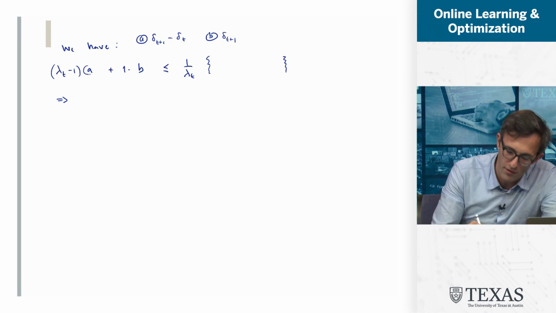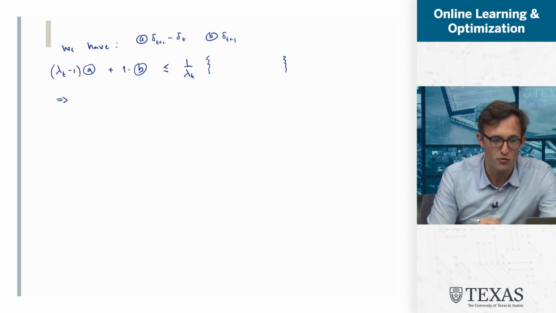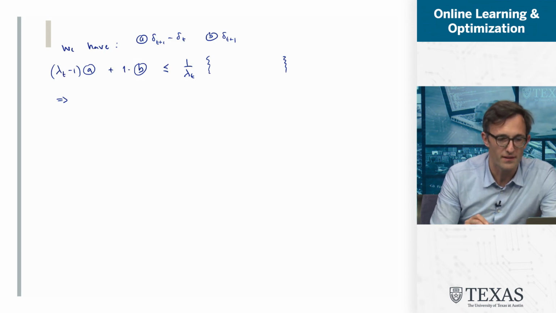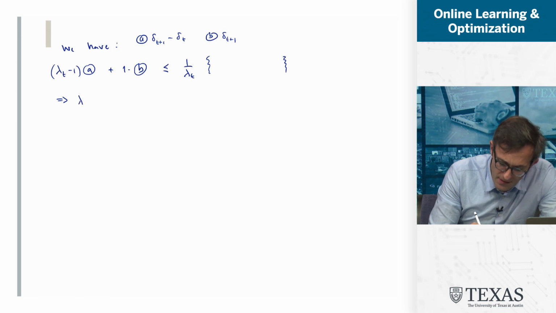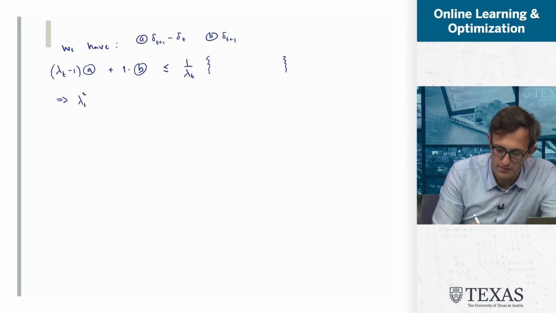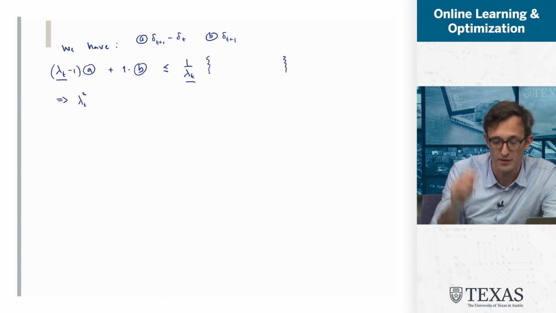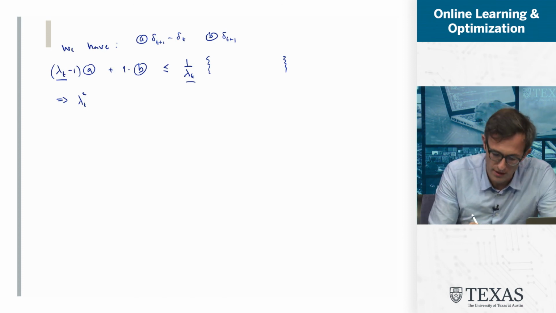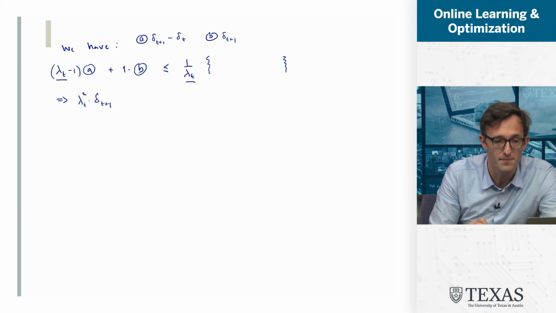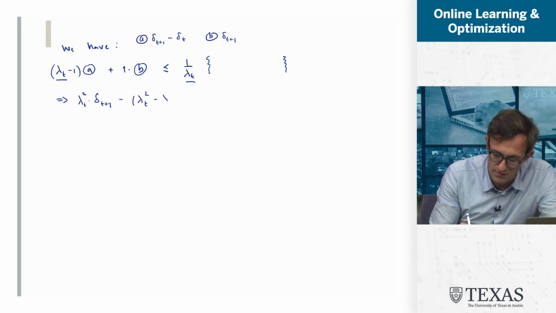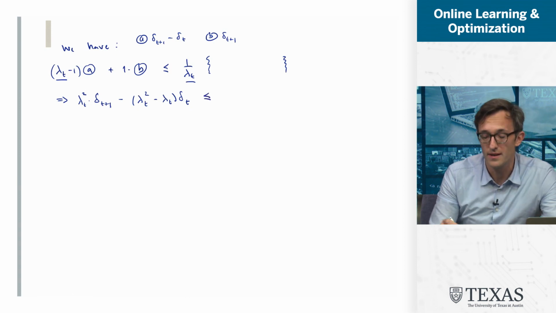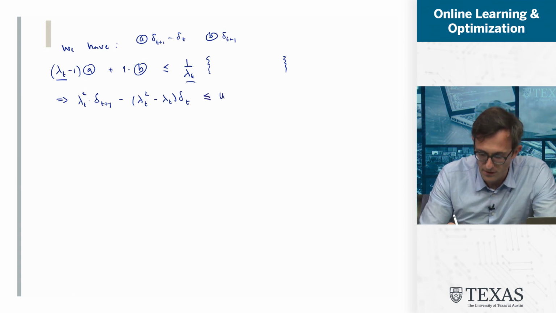So plugging in for those values for a and b and multiplying through by λ_t, what we've got is λ_t squared. Here's my λ_t, and it's multiplied by this other λ_t. λ_t squared times δ_t plus 1, this is the δ_t plus 1 from a, minus, I've grouped the terms together here, (λ_t squared minus λ_t) times δ_t is less than or equal to these quantities that I just defined: u_t minus u_t plus 1.